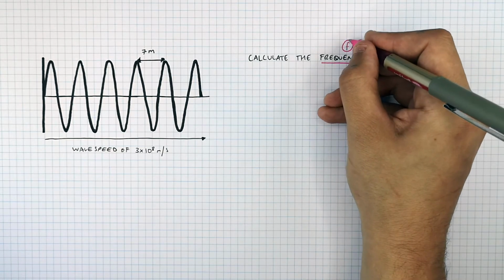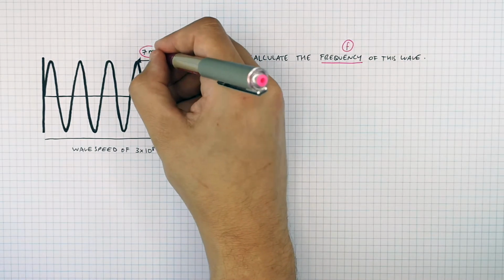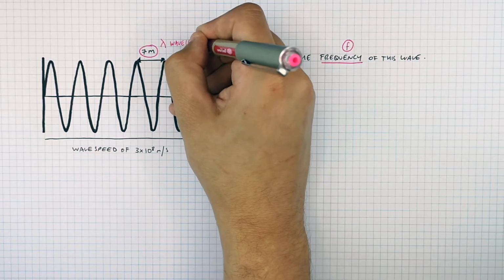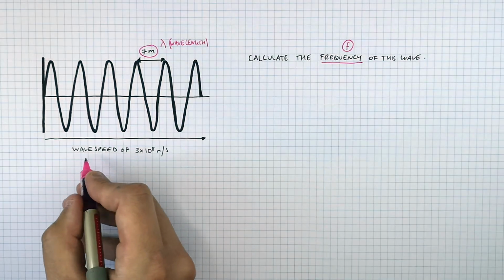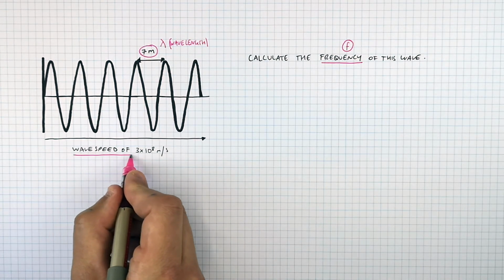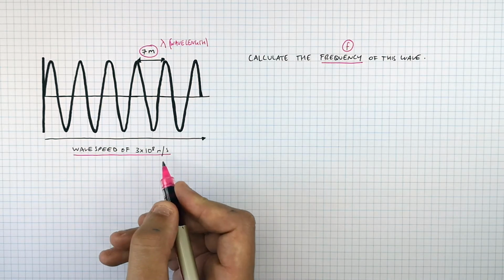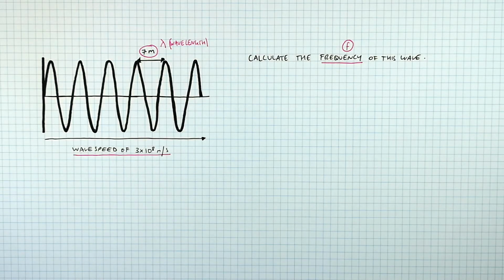We have the wavelength and the wave speed. This wave has a wavelength of 7 meters. The wave speed of this wave is 3 times 10 to the power of 8 meters per second. So we're trying to work out frequency F. We have the wavelength and the wave speed.